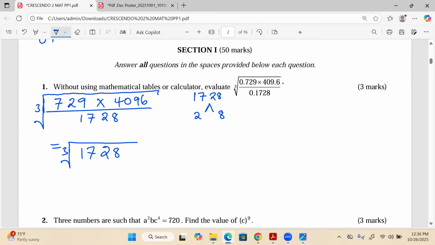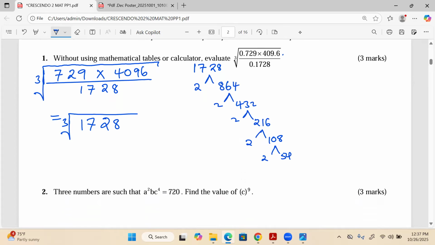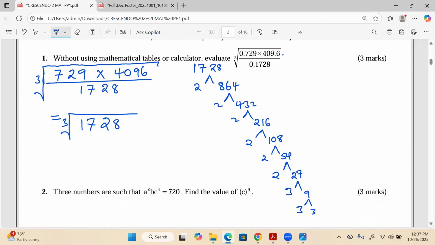We get 864. By 2 again, we get 432. And by 2, we get 216. Then by 2, we get 108. And by 2 once again, we get 54. Then by 2 again, 54 divided by 2, we get 27. So this will be 27. By 3, 9. And by 3, 3.